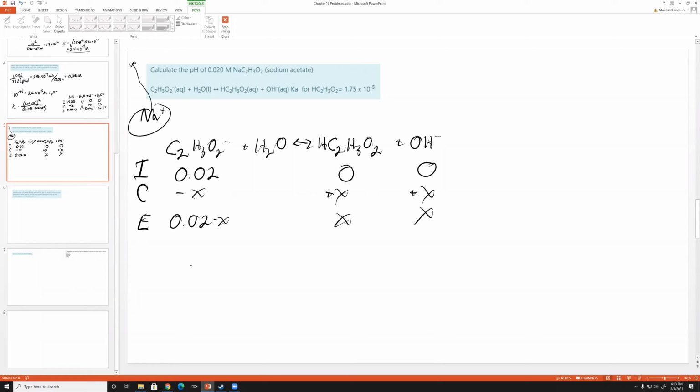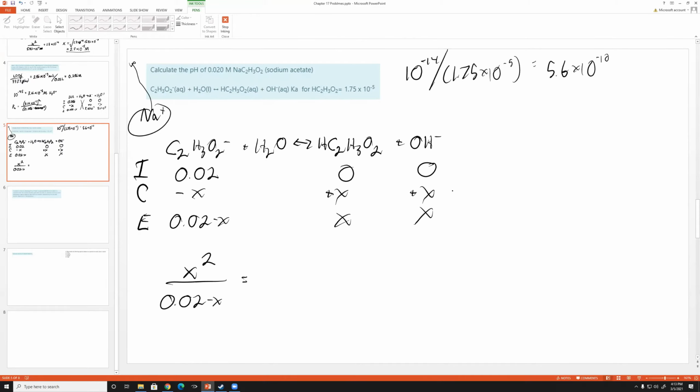And we have the expression for equilibrium of x squared over 0.02 minus x. And this is going to equal not the Ka, but the Kb. The reason why it's Kb is because we have a basic equation in front of us. We're taking the acetate ion, it's stripping the hydrogen from the water to produce hydroxide ions in solution. So we're given the Ka for acetic acid. We can figure out the Kb by doing 10 to the negative 14 divided by the Ka to figure out the Kb, which is 5.6 times 10 to the negative 10. And we make the equilibrium expression of this acetate ion base solution equal to the Kb, which is 5.6 times 10 to the negative 10.